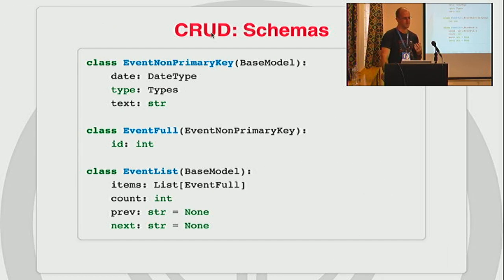I'm going to skip on because I'm running out of time, which I was worried about. But so these are the schemas for applications. So these are the Pydantic schemas. So we've got different types there. A list of events. Difference between event full and event non-primary key. If you're creating an event, you don't have a primary key for it yet, so it doesn't have a database identity. The full one, of course, does.